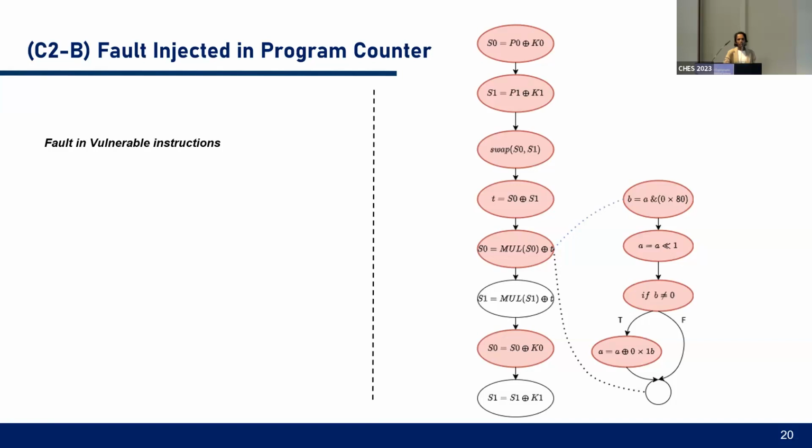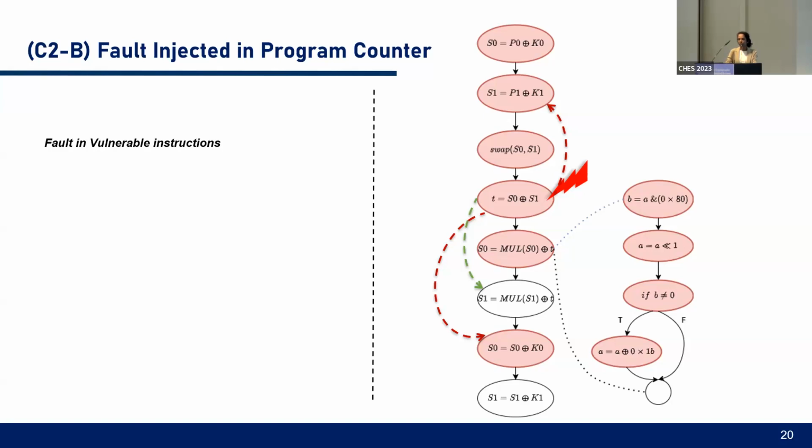For a fault injected in the program counter, we need the set of vulnerable instructions. We need it because if we inject a fault in the program counter, it can either fall within the program's address space or outside of it. If we inject a fault in a vulnerable instruction, it can jump to another vulnerable instruction that follows it or comes before it, or it can jump to a non-vulnerable instruction. If it jumps to a non-vulnerable instruction, it does not propagate to the output because it's not vulnerable.